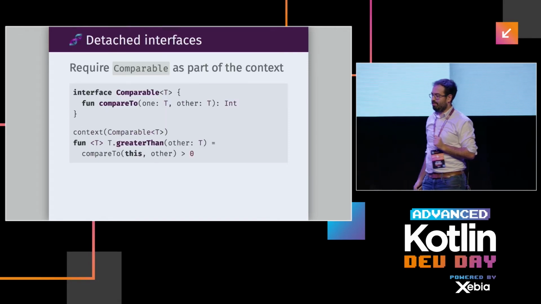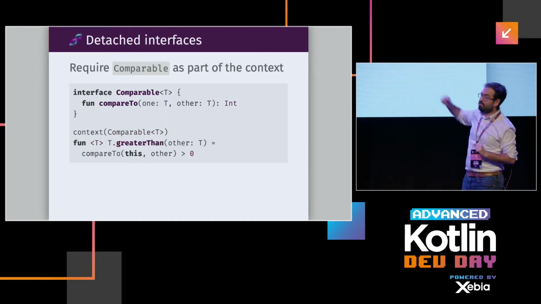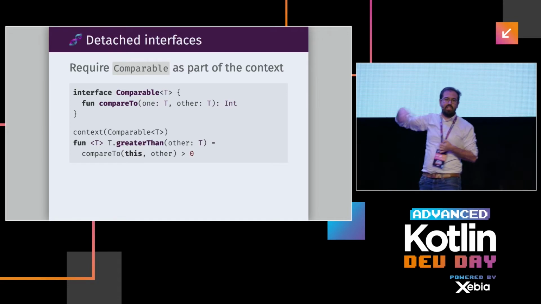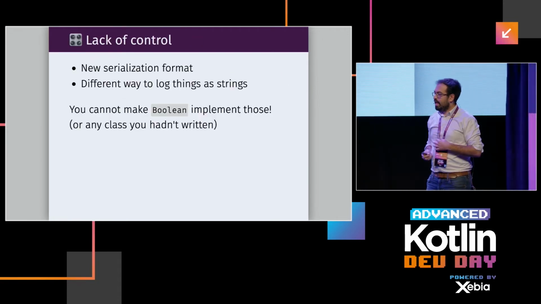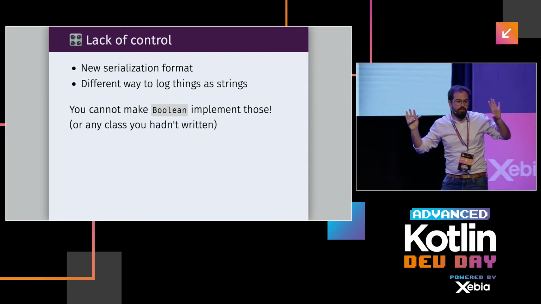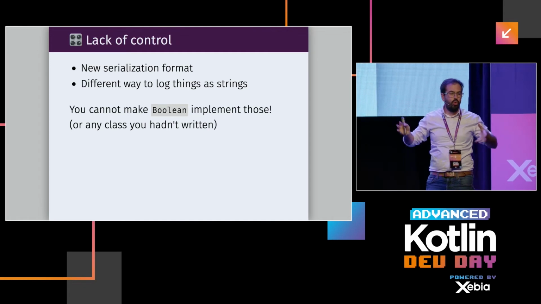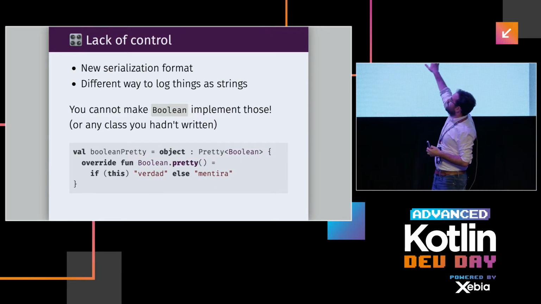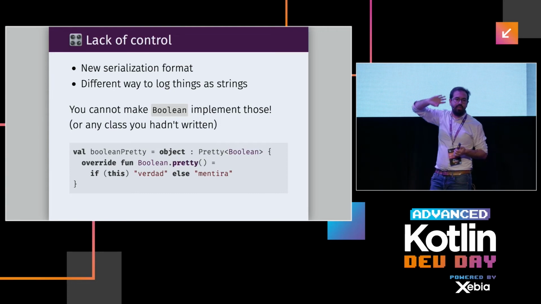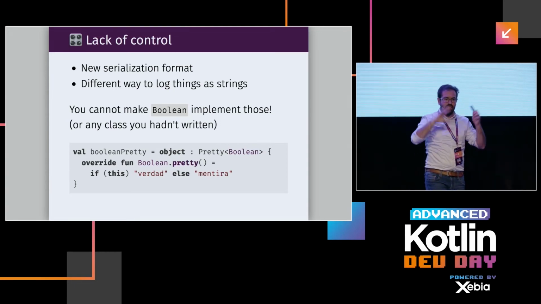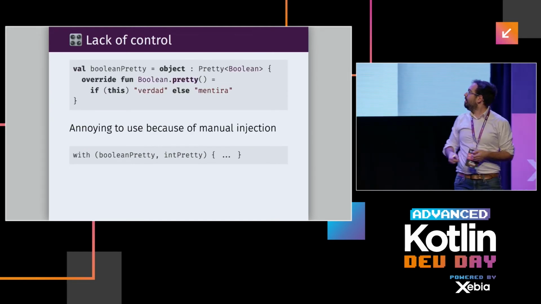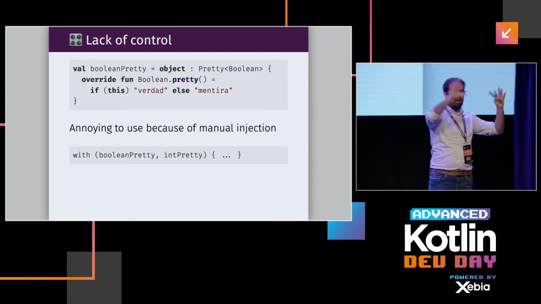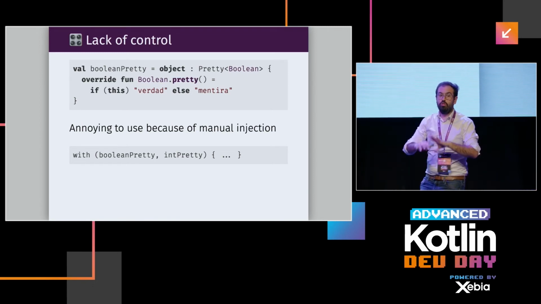Now, we can solve this with context receivers. What we do is instead put the comparable as part of the context. So now it doesn't come as part of the T. It comes as an additional part of the context. Now imagine that we are implementing a new serialization format, and as I said, nobody implemented it for Booleans, or we want to override this in some other way. Well, we can now do this because we can say, look, here is how I want my pretty of Boolean to look. I just have this interface as a different object, and then using with, I put it in the context. So instead of being part of the Boolean class, now it's part of a context that has to be provided in order to run this whole thing.